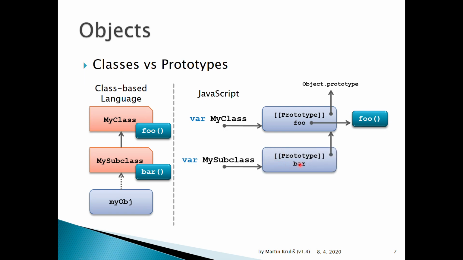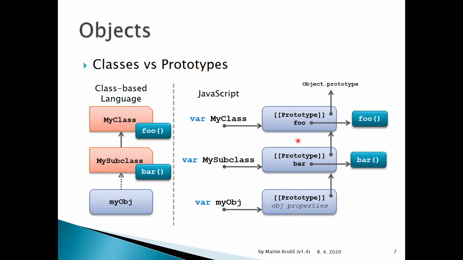Then we create another my subclass object. We need to create this one with a specific prototype, so we need to create this object in a specific way, and then we fill in the bar property, again attached to a function object. And finally, if we want to create regular objects, then we just create another object which uses my subclass as a prototype. So as you can see, there is little difference between defining a subclass and instantiating an object. So this is how the prototype chain works.